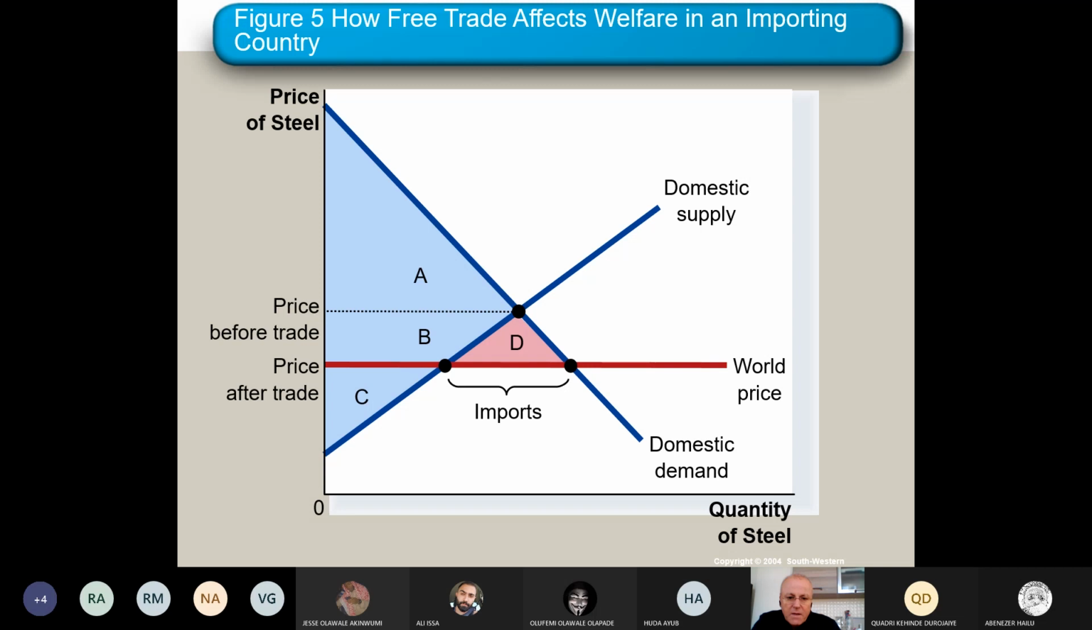As you see here, the import which is realized is reducing the welfare for the producers and of course increasing the consumer welfare. Now you are understanding the consumer is enjoying to enlarge and increase their welfare from A to A plus B plus D, and producer is reducing their welfare from C plus B to only C, which is not good for the producer.